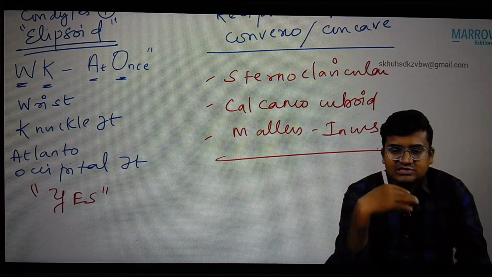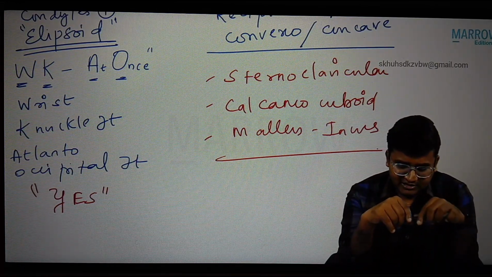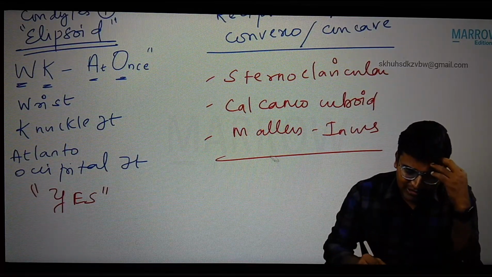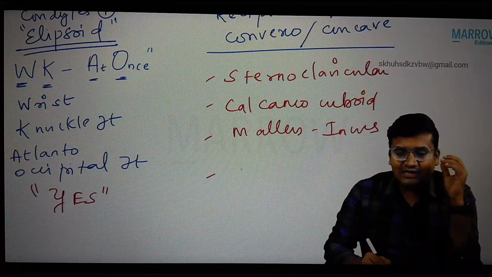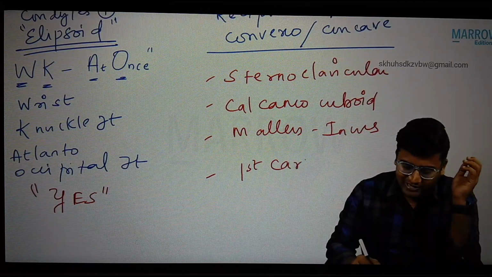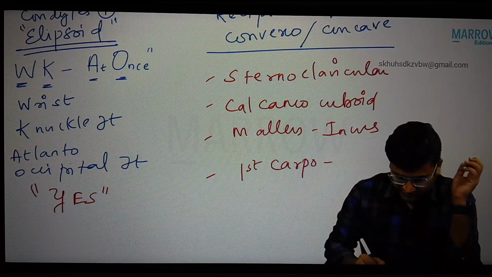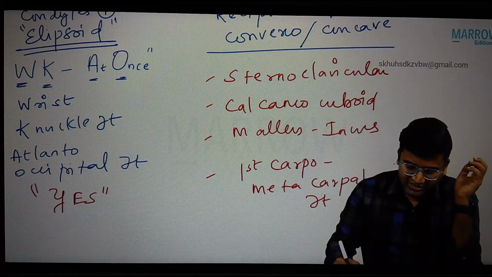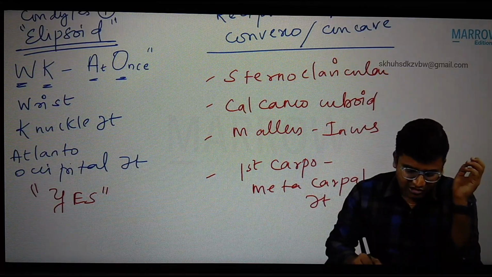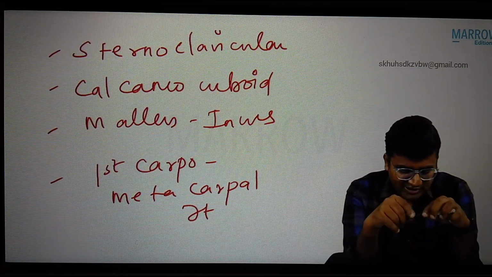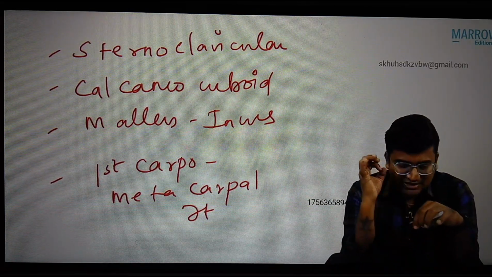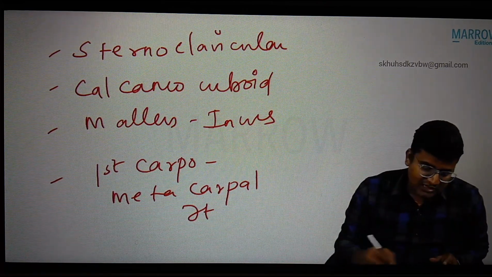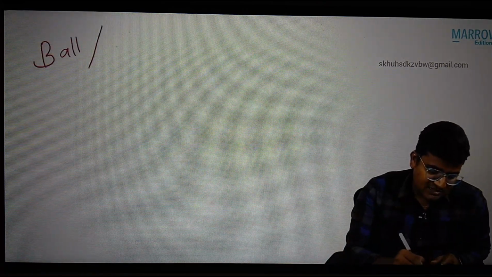Yes. Now these joints, you have to remember, are the saddle type of synovial: sternoclavicular joint, calcaneocuboid joint, the joint between malleus and incus, and first carpo-metacarpal joint. Sorry, I forgot to mention it here. One last type of synovial is our ball and socket.